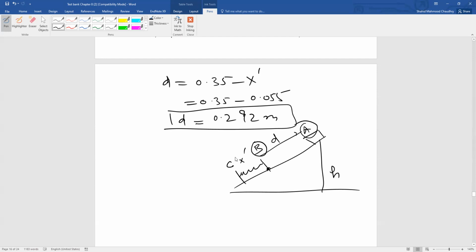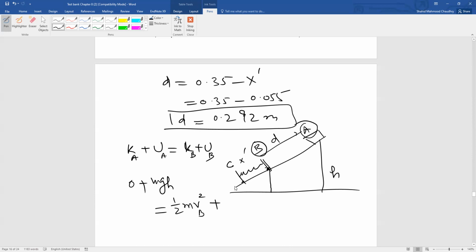So to consider these 2 points, I will write the equation: kinetic energy at point A plus potential energy at point A is equal to kinetic energy at point B plus potential energy at point B. Kinetic energy at point A is 0 because the body is at rest here. Potential energy at point A is mgh, and this is equal to kinetic energy at point B, one half m vb square, plus UB. For UB we need this height.